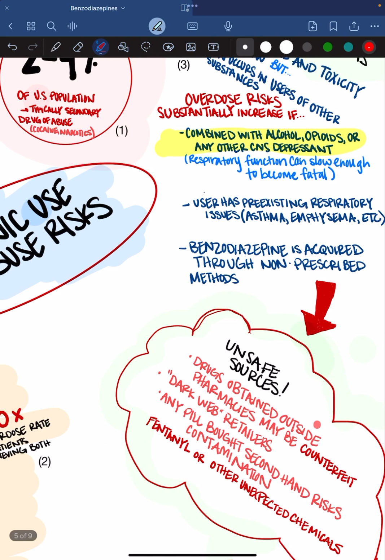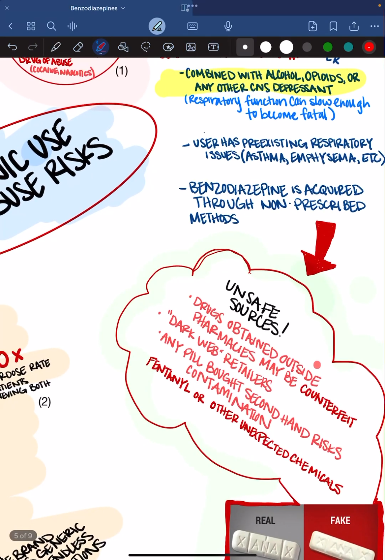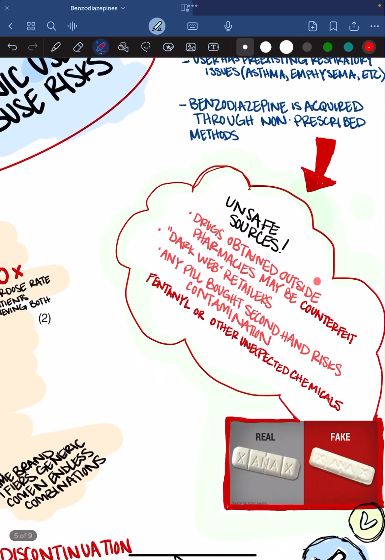Another risk is if the user has pre-existing respiratory issues like asthma or emphysema, again, because of respiratory function being suppressed. And then another risk is if the benzodiazepine is acquired through any non-prescribed method, like buying them from the street, sharing prescriptions, or buying them online.